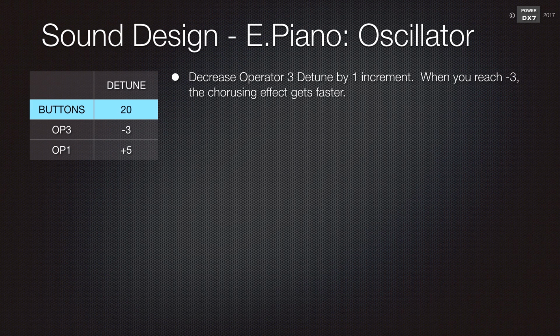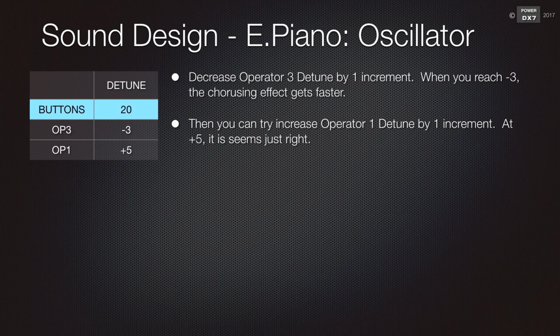Now, we will adjust detunes for operator 1. Increase its detune by 1 increment. At +5, it seems just right. Fast enough like the original, but not too fast.